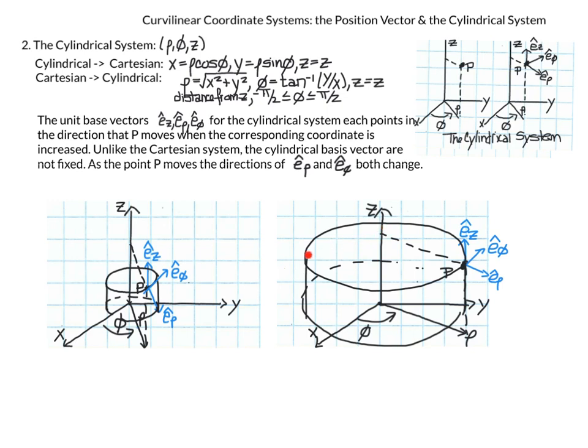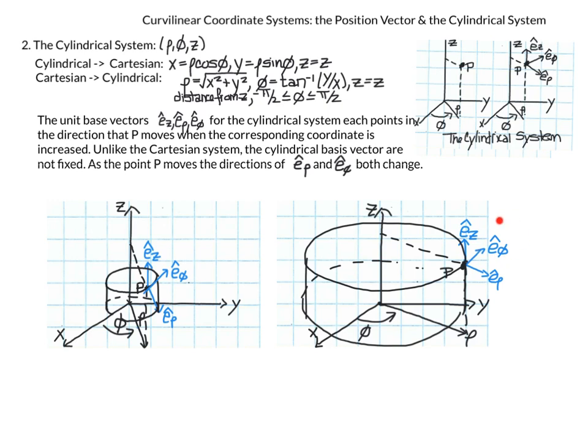If your point P is over here, then you're pointing radially out, and you'll just keep going out this way. So this is the direction that your basis vector will point. If you're down here in the plane and your rho is this way, then you're still pointing radially out. So you can see the basis vector for rho changes according to where you are in the space.